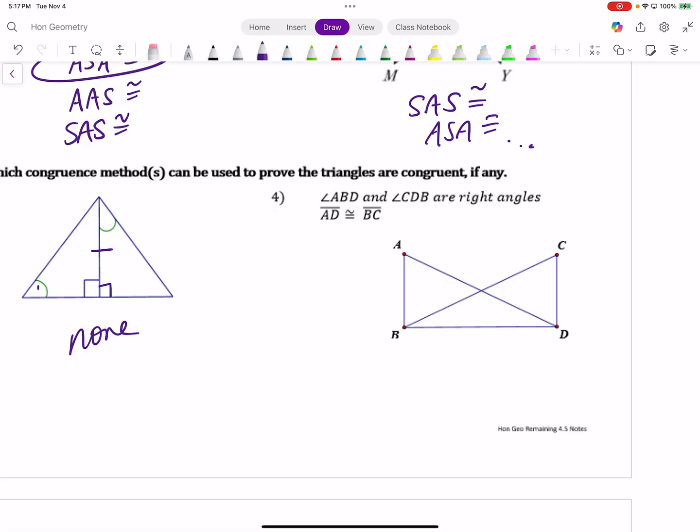Triangle A, B, D, and CDB are right angles. So we're going to mark that.